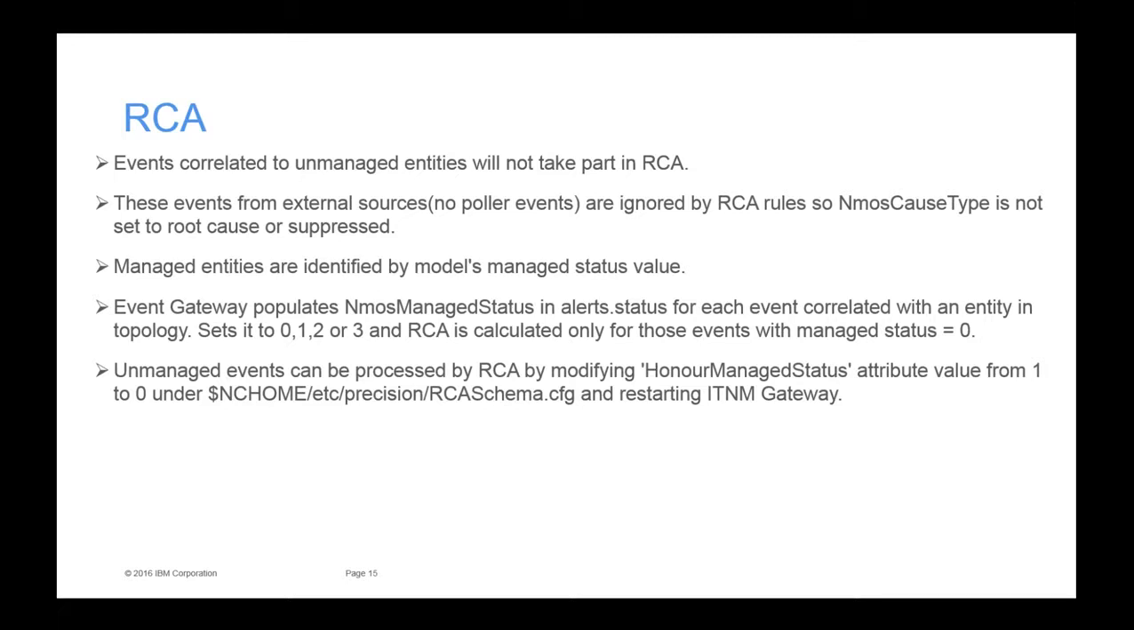When an event goes through the ITNM gateway, the following actions are taken. The event gateway populates the NMOS managed status in the alerts.status table for each event that's correlated with an entity in the topology, and then sets it to 0, 1, 2, or 3. And then RCA is calculated only for those events that have a managed status equal to 0.